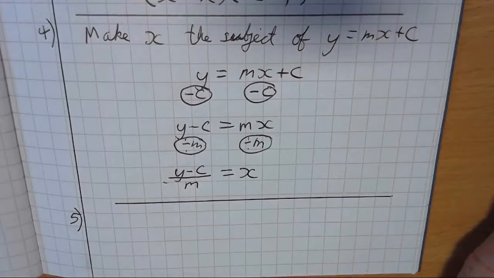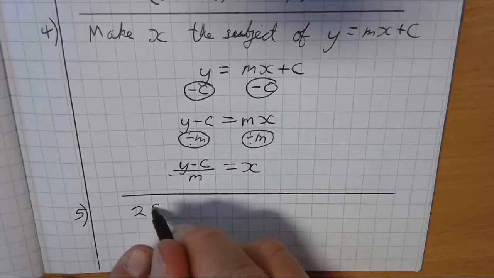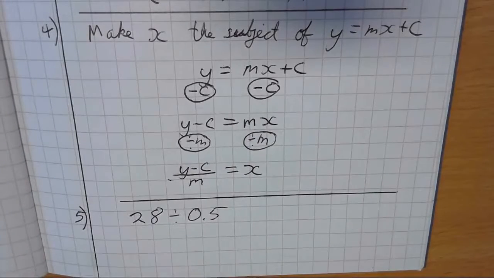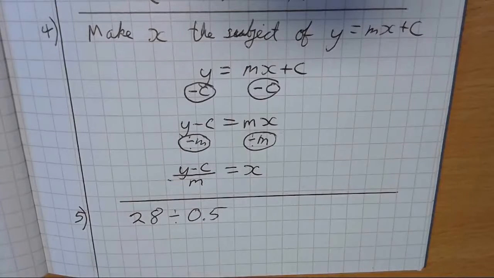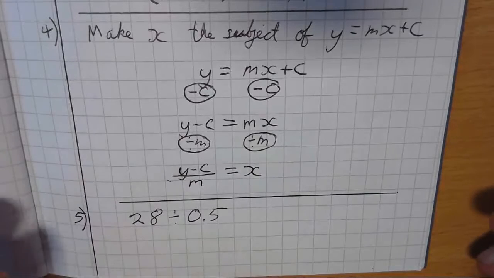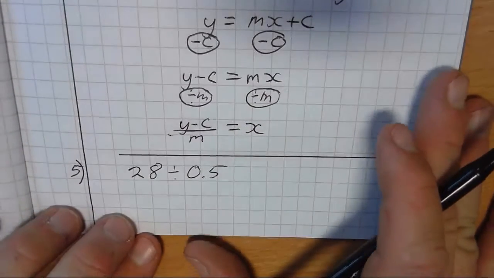Question 5. Work out 28 divided by 0.5. Okay, so with this one, if I'm dividing by 0.5, hopefully you guys know now, dividing by 0.5 is the same thing as dividing by a half, same thing as timesing by 2. So it's basically how many halves are in 28. So if you think about it that way, well, there's 2 halves in 1, so it's just going to be 28 times 2. But I'll show you a couple of different methods you could do for this.